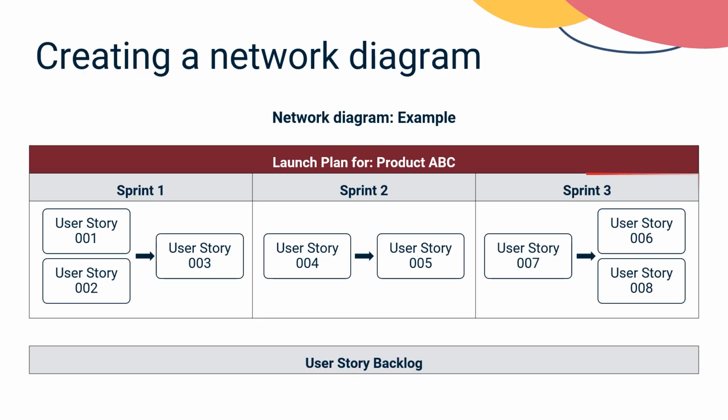The launch is completed when user stories 007, 006, and 008 are completed in Sprint 3. User stories 006 and 008 can be accomplished simultaneously, but not until user story 007 is completed. This clarity helps with resource planning and decision-making. By combining a detailed plan with a visual representation, you can ensure an organized, transparent, and efficient release process.